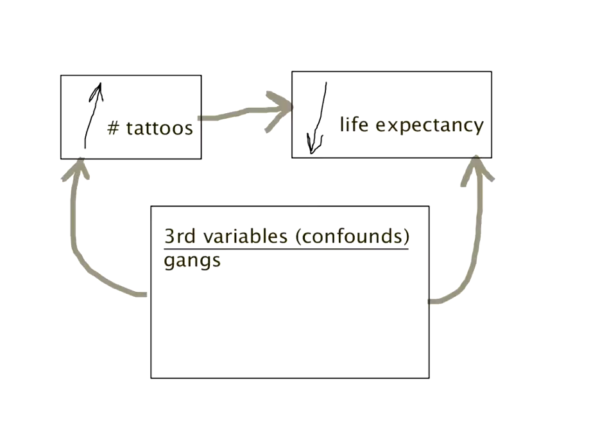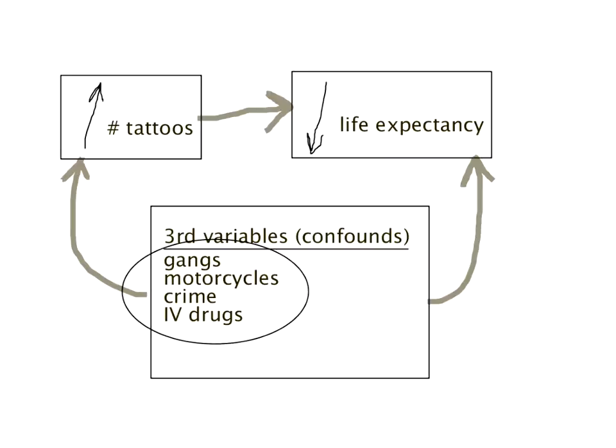They're involved in gangs, a great way to die young. They are riding motorcycles, another good way to die young. They're involved in crime, another good way to die young. They're using IV drugs, another good way to die young. Okay? All of these things are potential third variables that might explain this association that we find between having lots of tattoos and not living particularly long. Right? Wouldn't everyone agree that these things generally tend to decrease your life expectancy? So it might not be the tattoos per se that are causing you to die young.